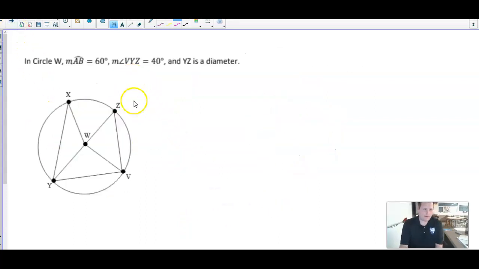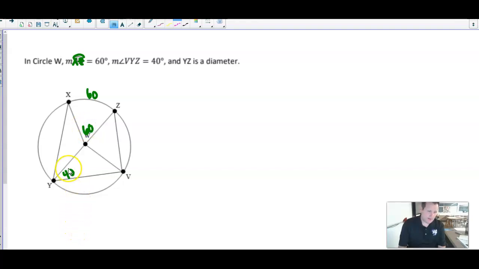So for example here, I've got this circle W, and this is supposed to say XZ. Let's say the arc XZ is 60, so that's 60 right there, and angle VYZ is 40 degrees, this angle right here, and then this is a diameter. I can find pretty much any other angle being formed in here. Let's look at this. I first got this arc, which means the central angle has to be the same. That means this angle has to be 60.